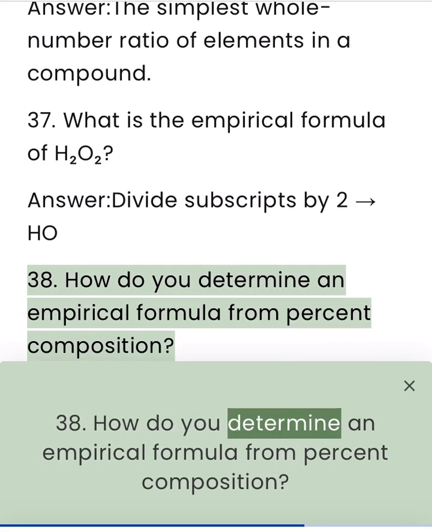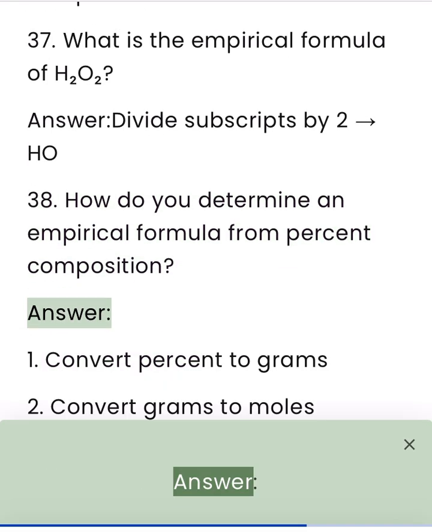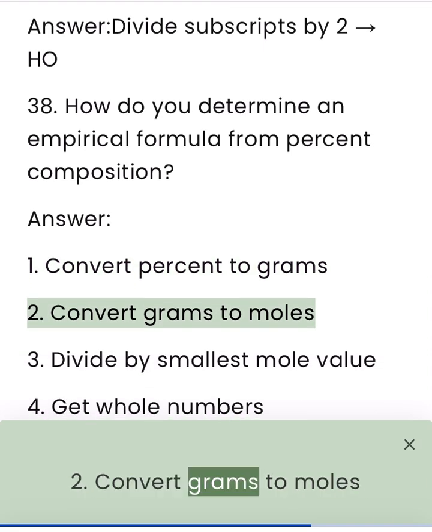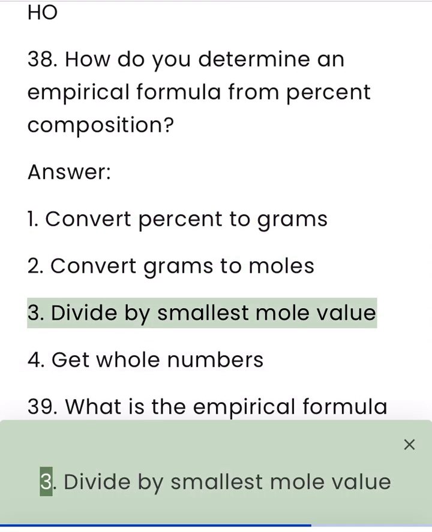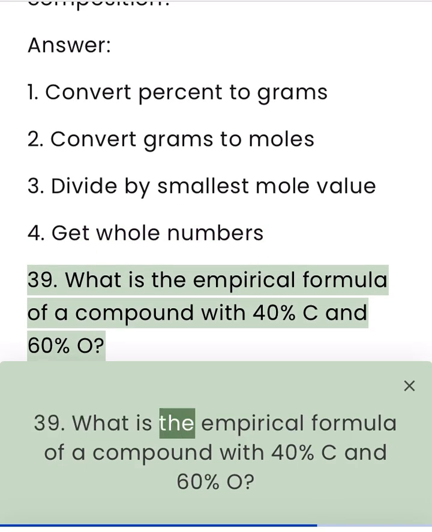38. How do you determine an empirical formula from percent composition? Answer. 1. Convert percent to grams. 2. Convert grams to moles. 3. Divide by smallest mole value. 4. Get whole numbers. 39. What is the empirical formula of a compound with 40% C and 60% O?